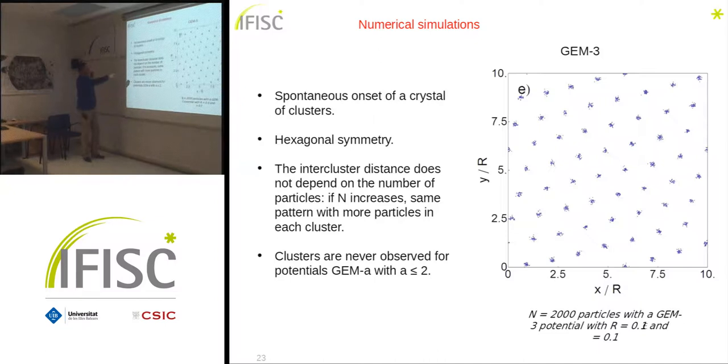The intercluster distance does not depend on the number of particles. The more particles you put, the more particles are in the cluster. And this happens, again, for the Gen A potential if A is smaller than 2. Okay? See, nothing new is happening.